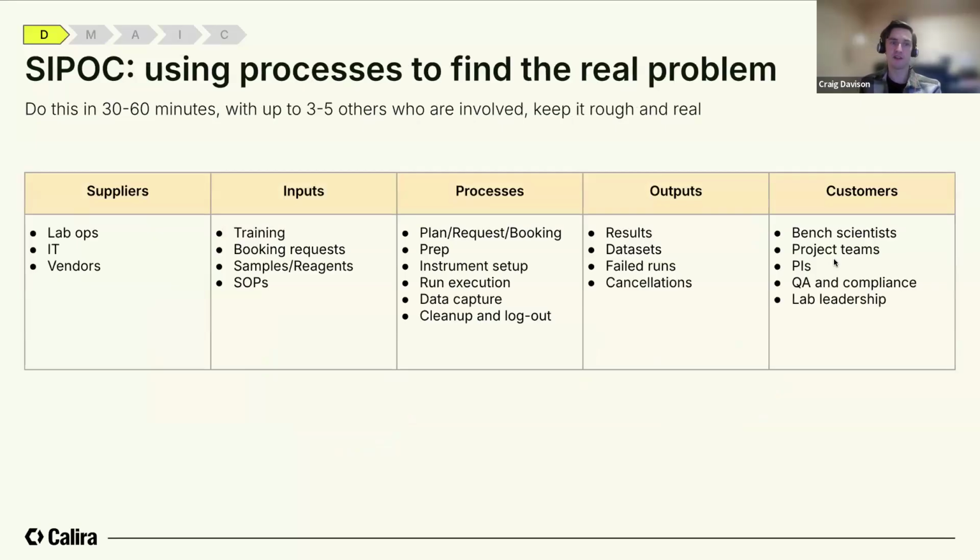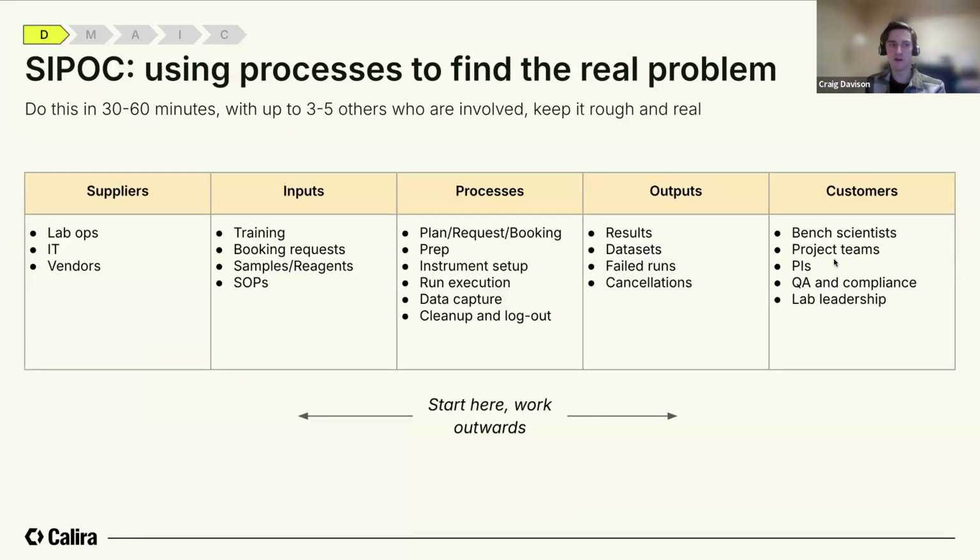One practical way to align everyone early is a SIPOC example exercise. So this is where you look at your current processes and find the real problems, and it only takes 30 to 60 minutes. This isn't about drawing a perfect process map. It's about capturing what actually happens on a day-to-day. So it's not about using idealized SOP language. It's what actually happens. What's interesting here is that you actually start in the middle of this. So you start with process and then work your way outwards.